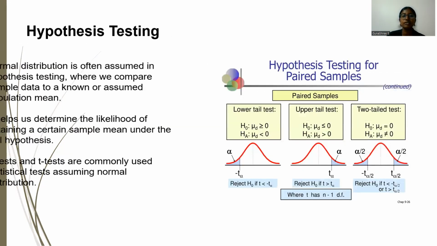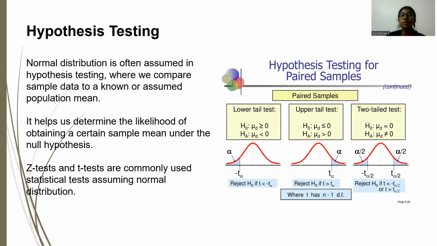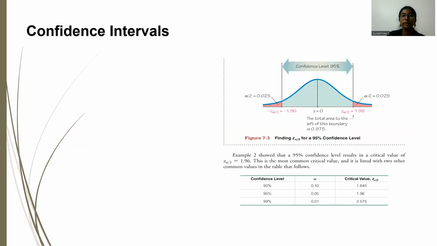What is hypothesis testing? Normal distribution is sometimes assumed in hypothesis testing, where the available sample data is compared to the assumed population mean. It helps to determine the likelihood of obtaining a certain sample mean under the null hypothesis. There are the Z test and T test, the two commonly used statistical tests for assuming the normal distribution.